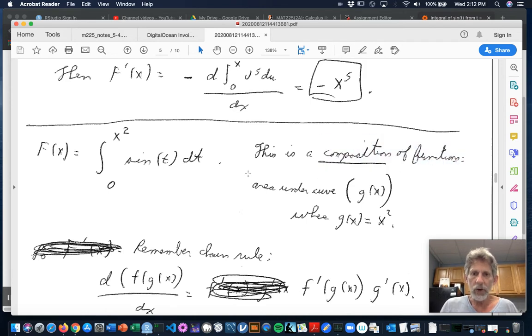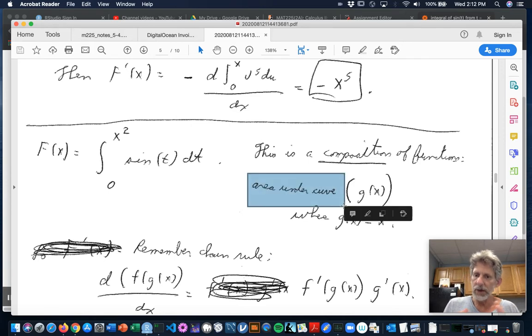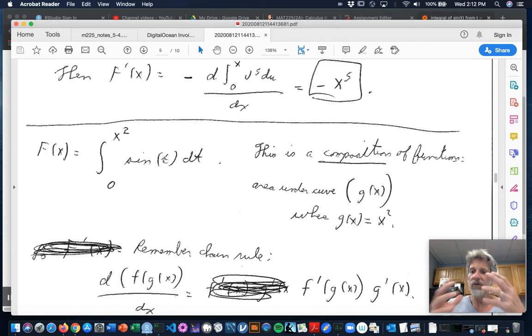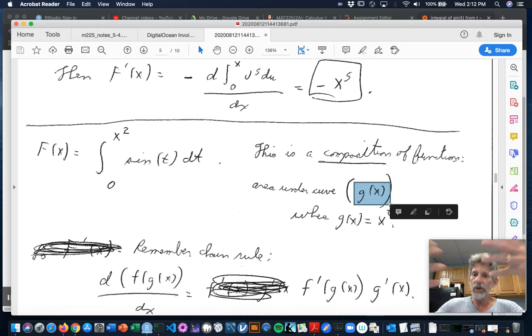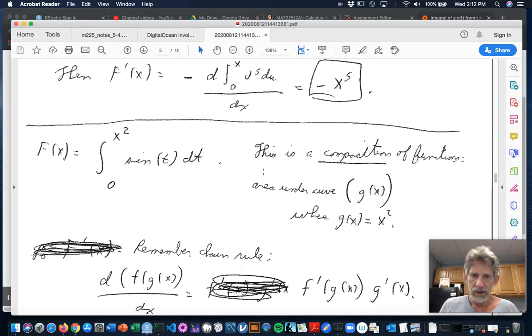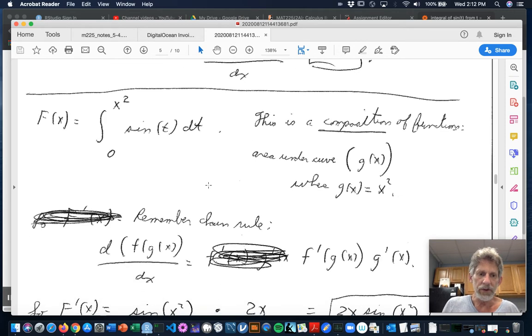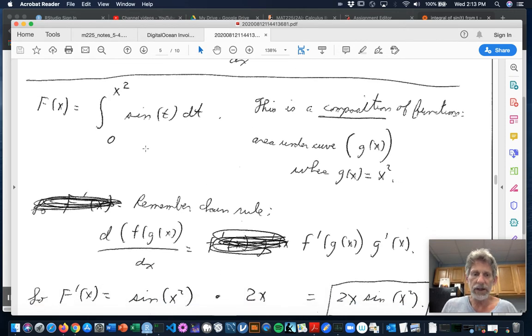There's an outer function, which is the area under a curve function, the area under the sine of t function from 0 to something. But the something is itself a function of x. So the composition is the area under the curve of g of x, where g of x is this function x squared. So when you want the derivative, you've got to think about the chain rule.